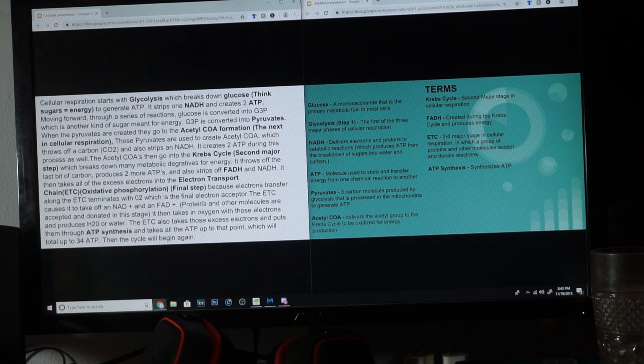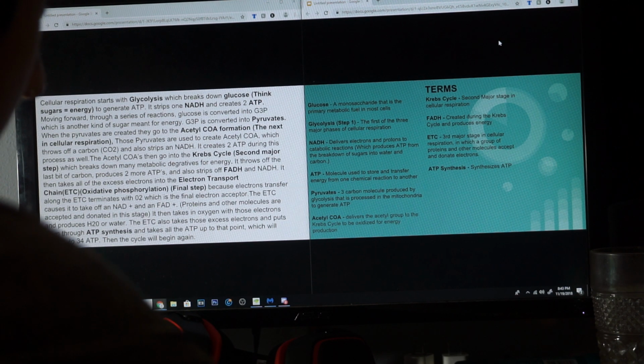The ETC takes those excess electrons and puts them through ATP synthesis and takes all the ATPs up to that point, which will total up to about 32 to 34 ATP. Then the cycle will begin again. Its entire process is just to keep making energy and never stop.